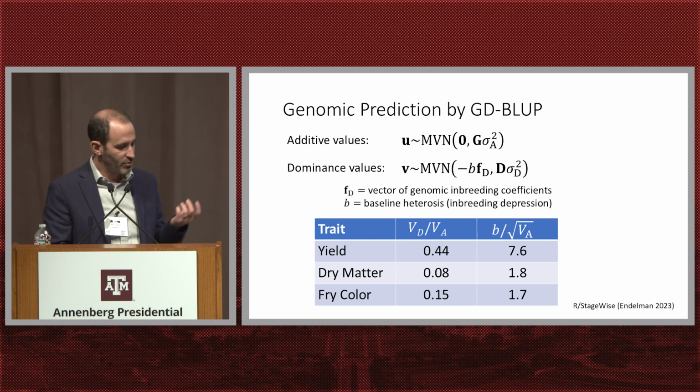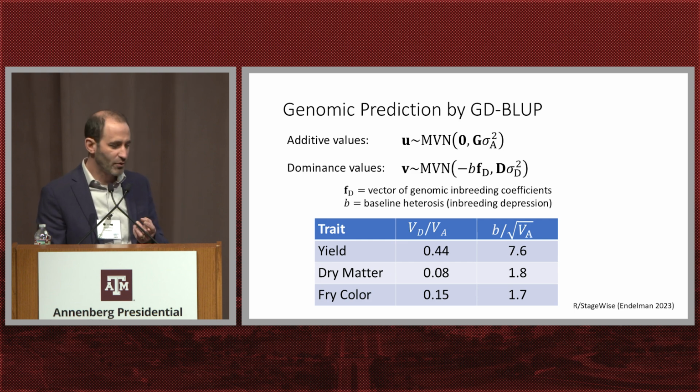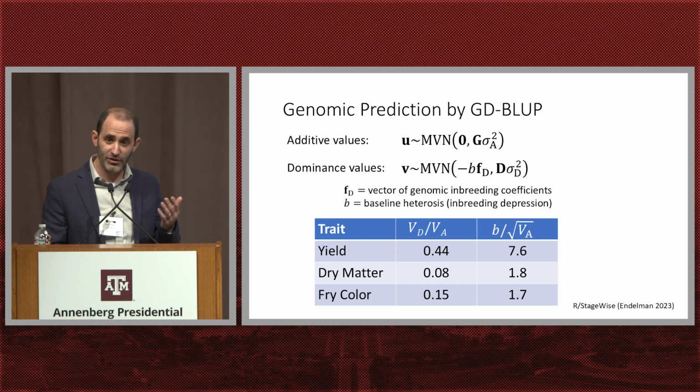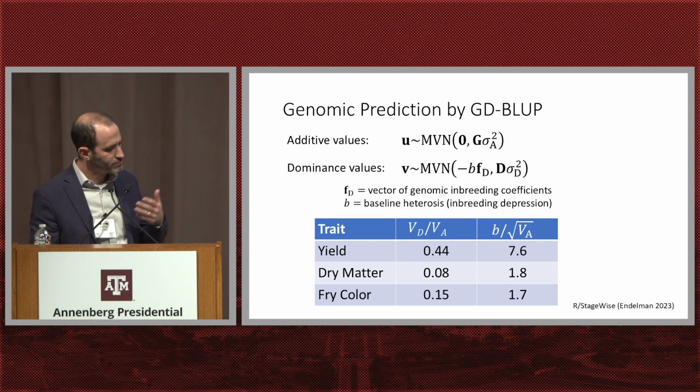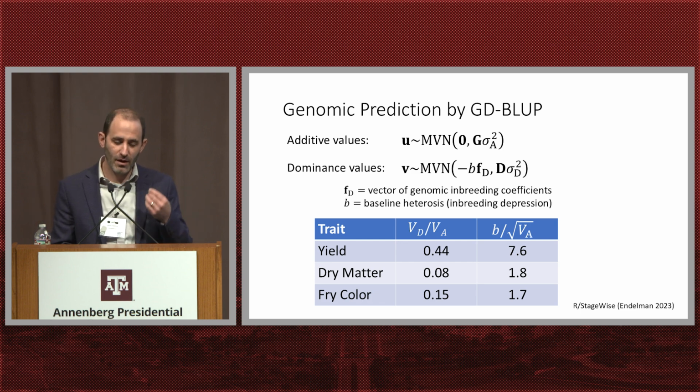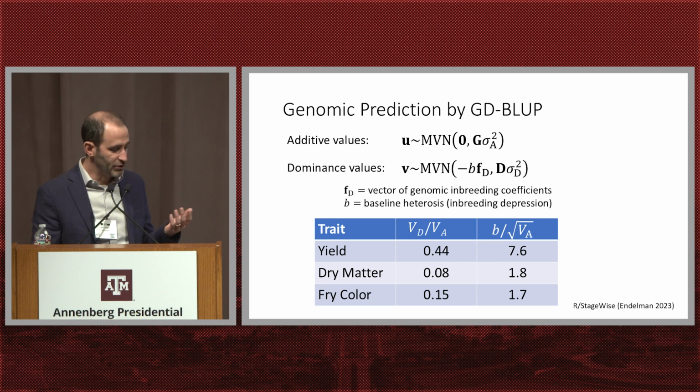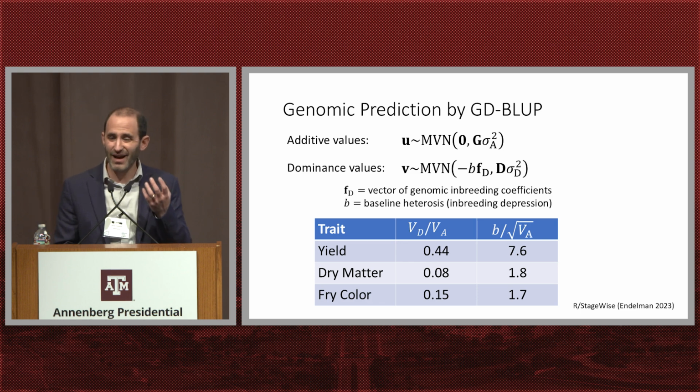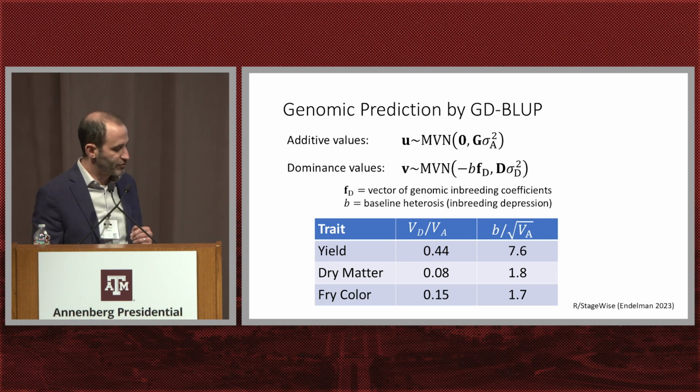So here are 3 traits that are important for our potato chip breeding program. We, of course, care about yield, dry matter, the amount of starch in the potato tubers, and then the fry color. We make a lot of potato chips, and we measure how light they are. The convention is that people want lighter colored potato chips. So the first column is showing you the relative amount of the dominance variance compared to the additive variance. We can see that dominance is most important for yield of these 3 traits, where we're almost at half as much variance. So dominance variance is definitely not negligible for our most important trait, yield.